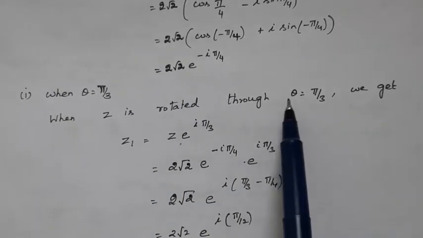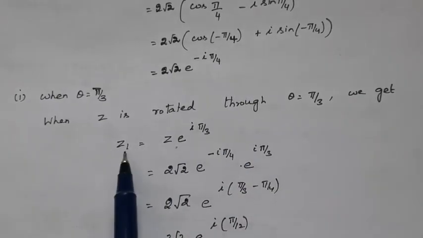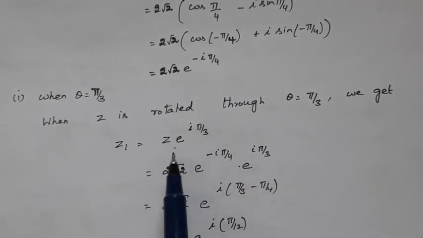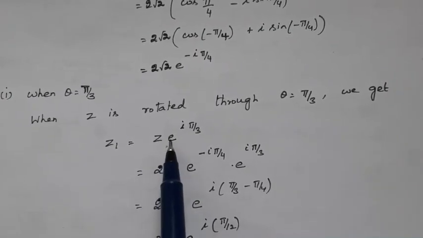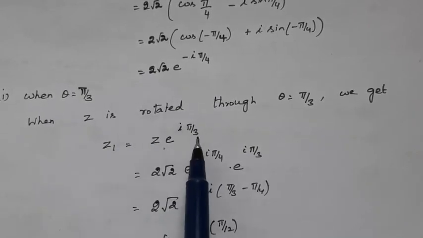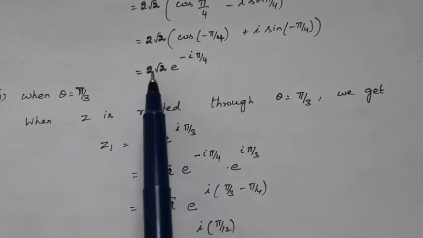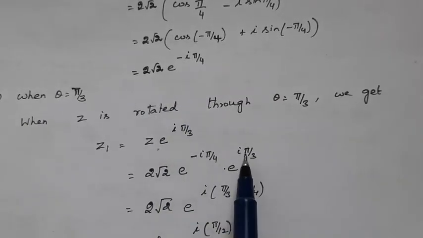So when z is rotated through an angle pi by 3, let us take the new position to be z1, and it is obtained by the rotation rule as z into e power i pi by 3. That is multiplying this z with e power i into this angle pi by 3, the angle through which z is rotated. What is z? z is 2 root 2 into e power minus i pi by 4 and into e power i pi by 3.